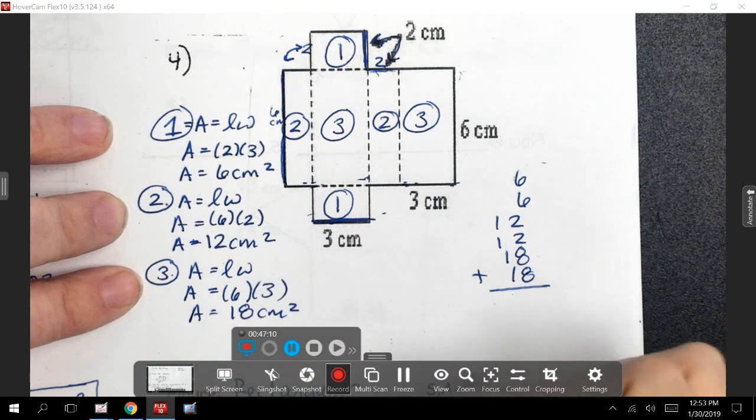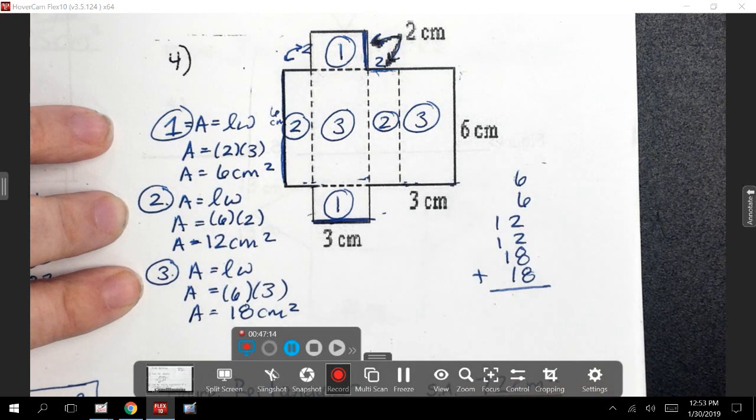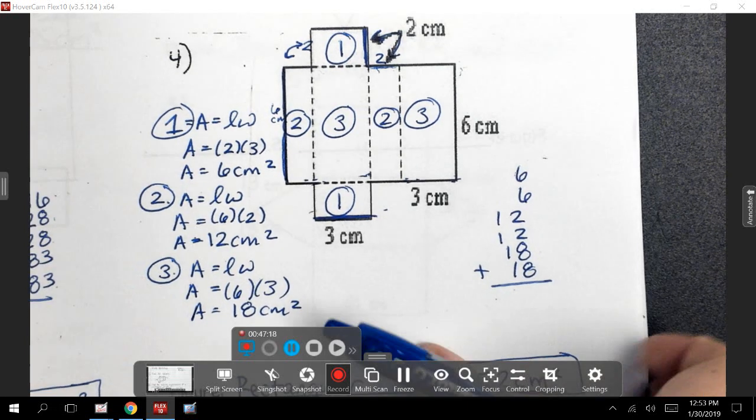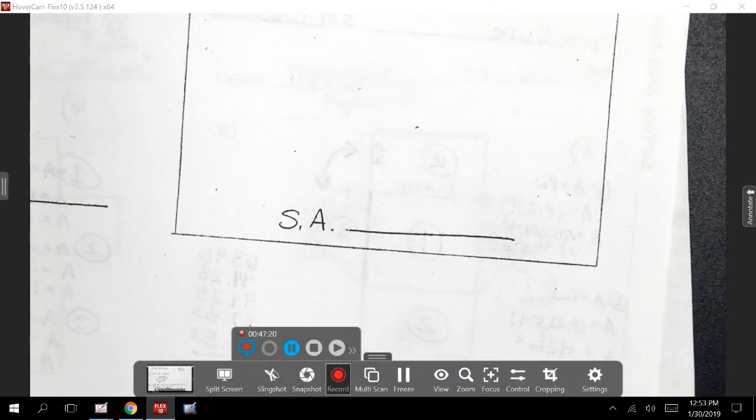Oh, Micah? 72 centimeters squared. Do we all agree? Making sure we verify that. All right, so now flipping onto the back, we only have 2 shapes left.